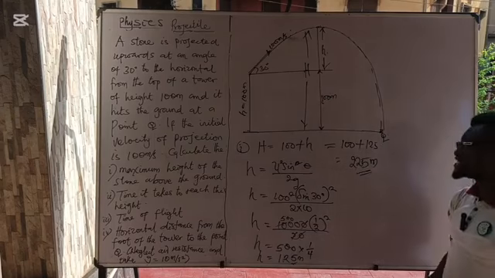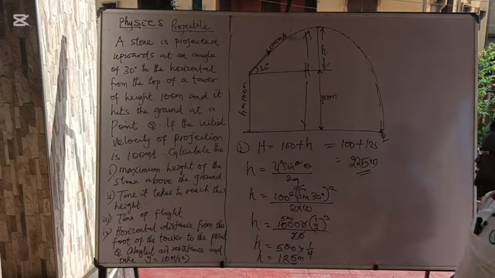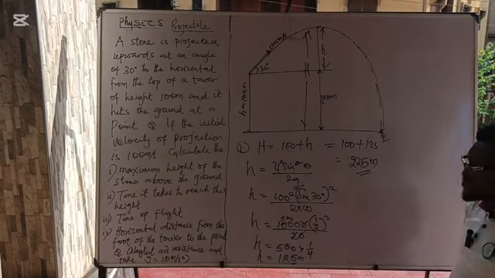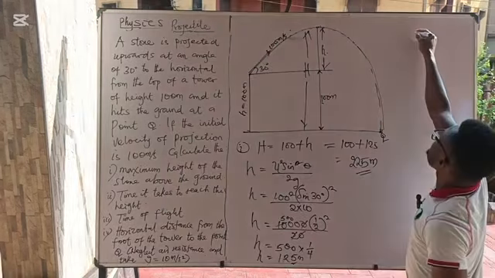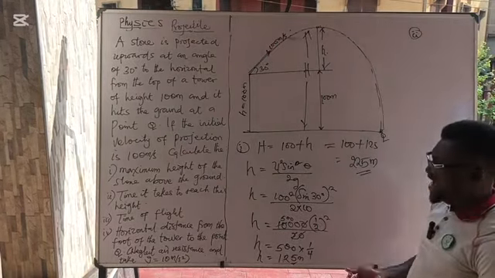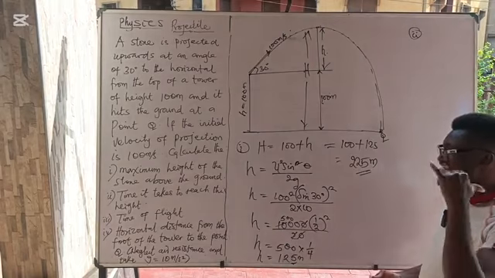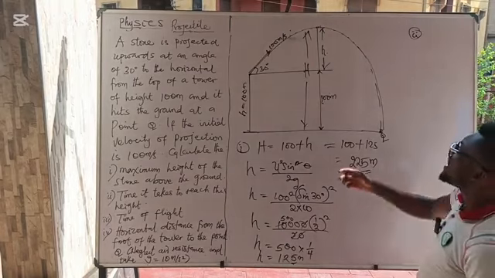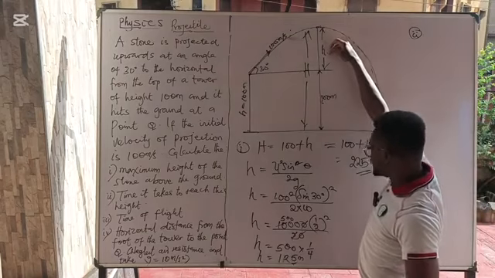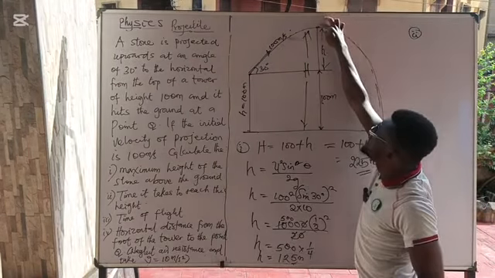So the maximum height is 225 meters. Now let's get to question number 2. They said, find the what? The time it takes to reach this very height. Now, what's the time taken to cover this height, as in to reach this very height?